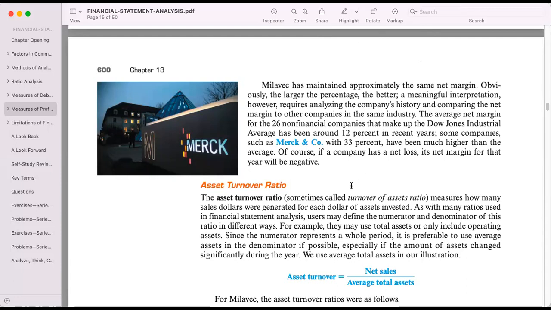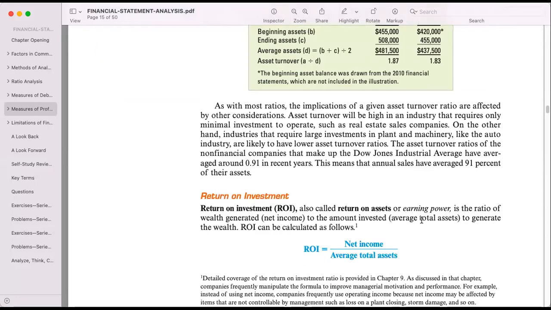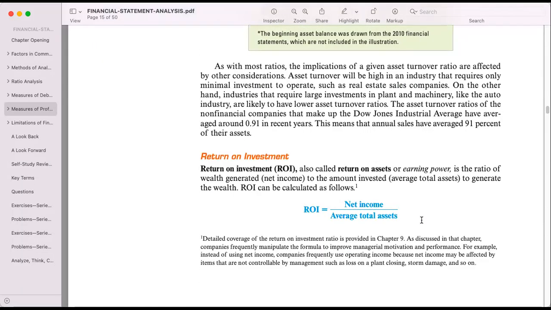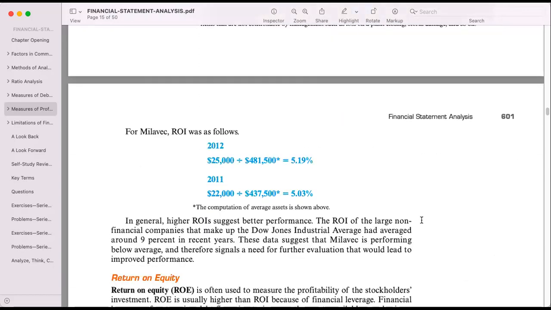So we also have the asset turnover ratio, sometimes called the turnover of assets ratio. It measures how many sales dollars were generated for each dollar of the assets invested. Pila daw ka dollar ang na-generate sa every asset na gi-invest. So asset turnover equals net sales over the average total assets. And we also have the return on investment, also called the return on assets or earning power. It's the ratio of wealth generated to the amount invested to generate the wealth. So net income over the average total assets, that is your return on investment.